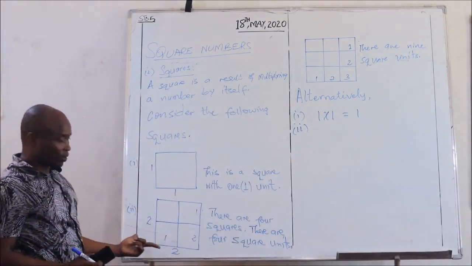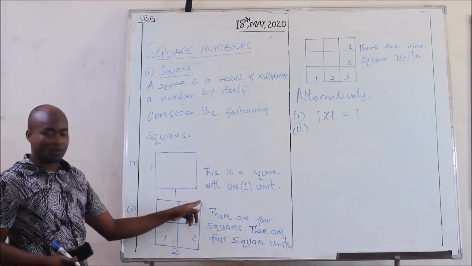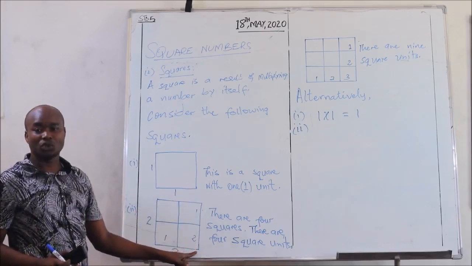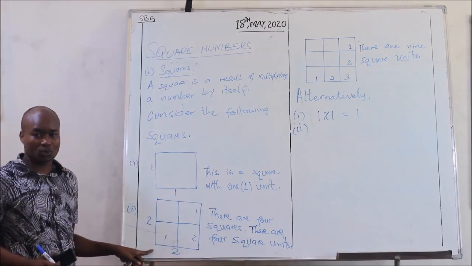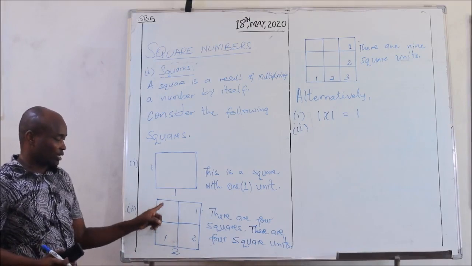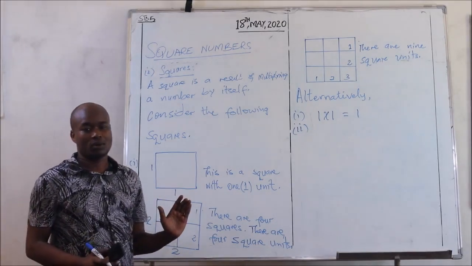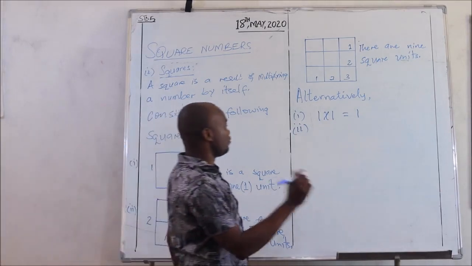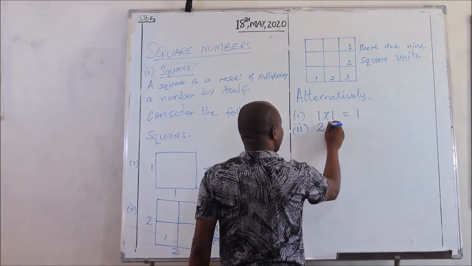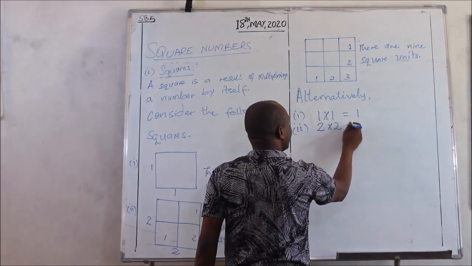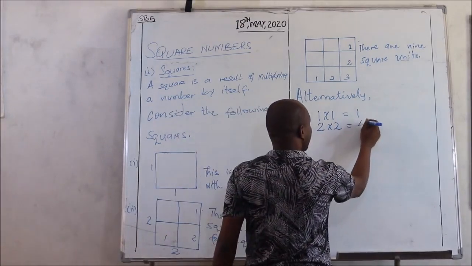In the second example, if you look at it well, you will see that on this side, we have 2 squares. Across, we have 2. Total, if you count together, 1, 2, 3, 4. In other words, we have 4 squares. How do we get 4? On one side we had 2, on the other side we had 2. If you get the product or the result, it will be 4.